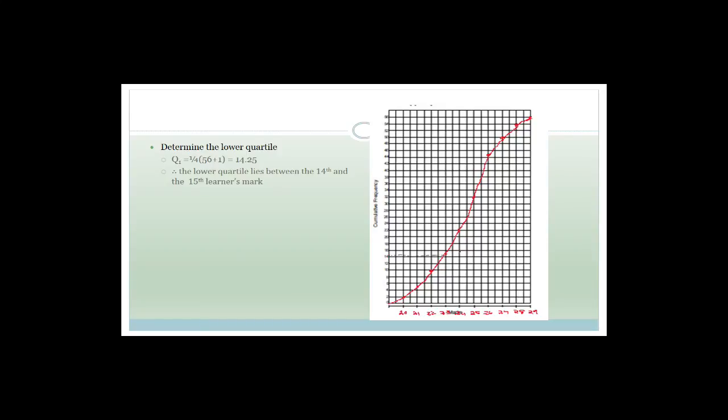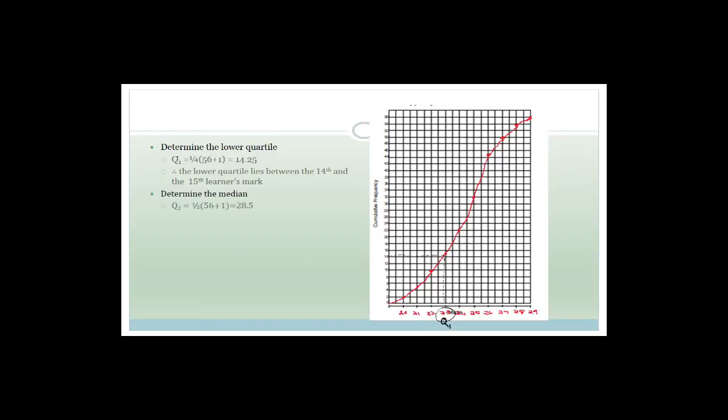So we go across and then we go down. You can see that the mark is just under 23. So that would be Q1. This is Q1. Now to determine the median, what do we do?